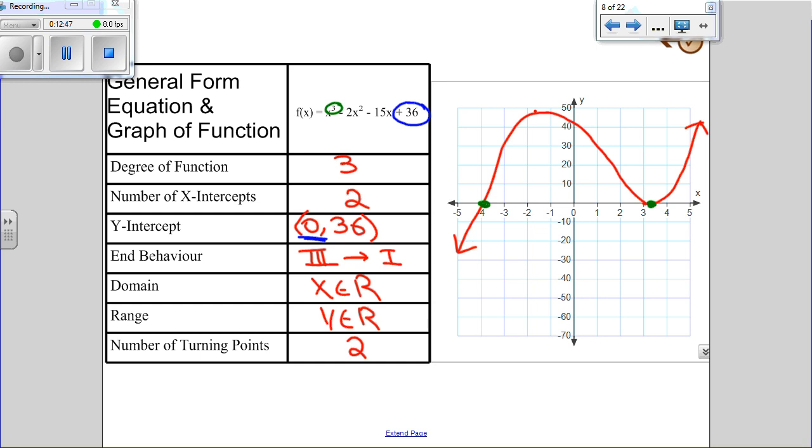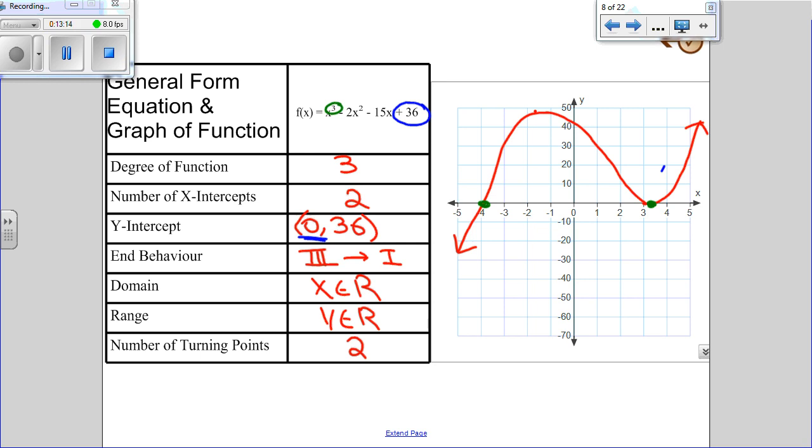The end behavior. Where does it start? Where is it headed? It starts in quadrant 3. As you move left to right, it's heading up into quadrant 1. The domain on this thing is just going to be x is an element of the real numbers, so it goes forever to the left, forever to the right. The range on this thing is going to be y is an element of the real numbers because it goes forever down and forever up.